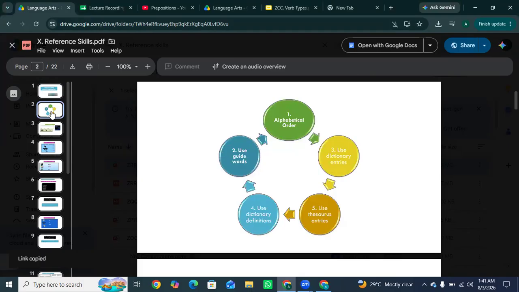Here are the 5 main steps you will learn in this unit. The first one is alphabetical order. The second one is use guide words. The third one is use dictionary entries. The fourth one is dictionary definitions and thesaurus entries.